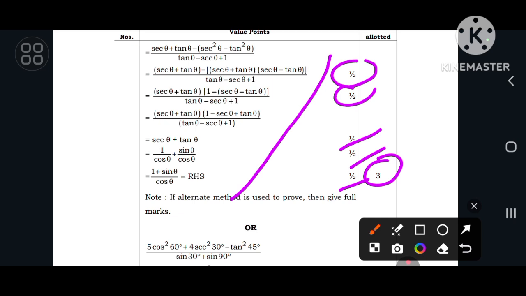So you should practice n number of questions, because they will not be asking the same question. You should know the concept, you should apply the concept, then you can solve these questions with the help of identities and many of the trigonometric formulas.